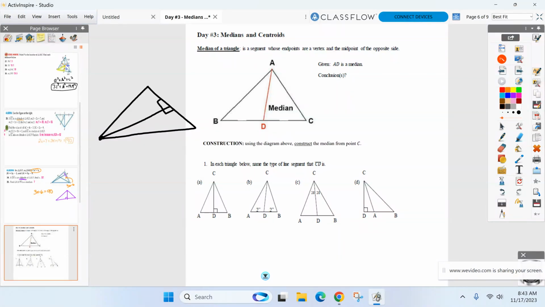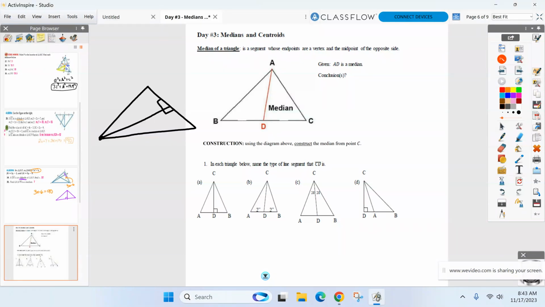Here's our next term. Median in a triangle. Median. Now take a look. Median still comes from a vertice, like an altitude. The only difference, it's drawn to the midpoint of the opposite side. It is not perpendicular. It is drawn to the midpoint of the opposite side.